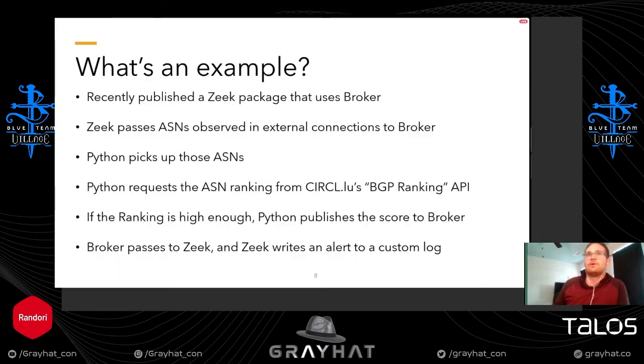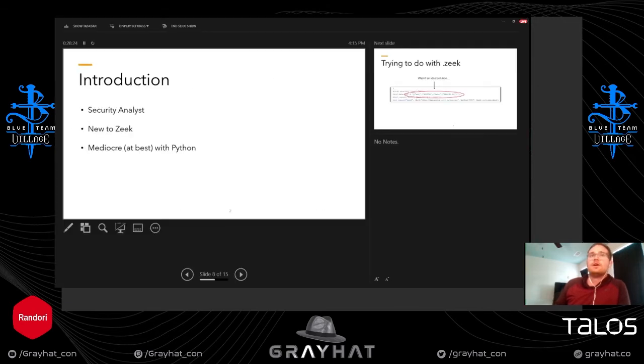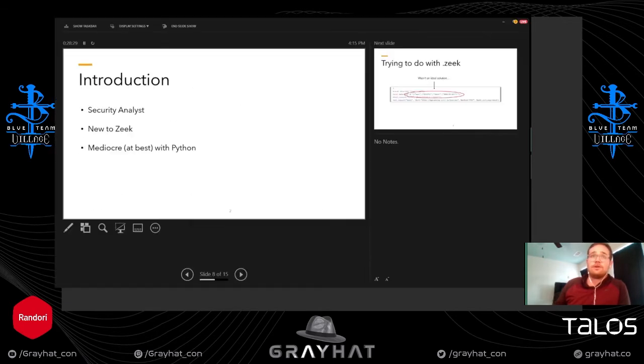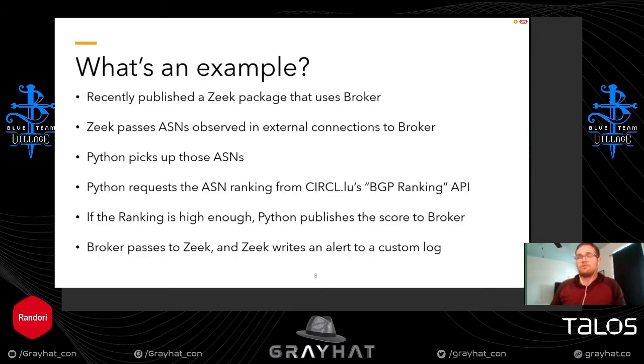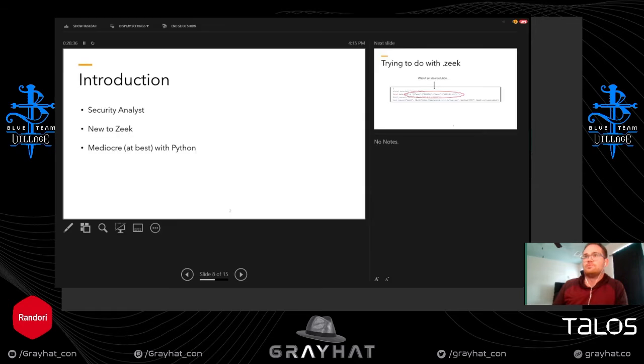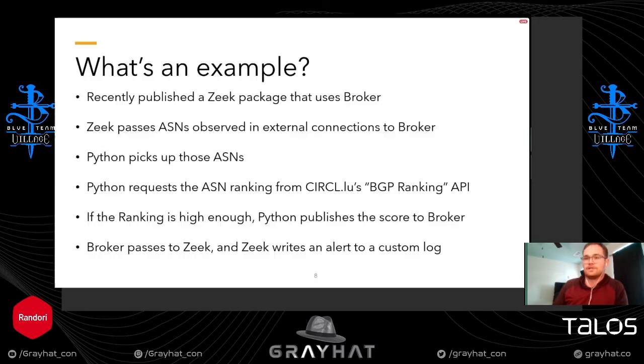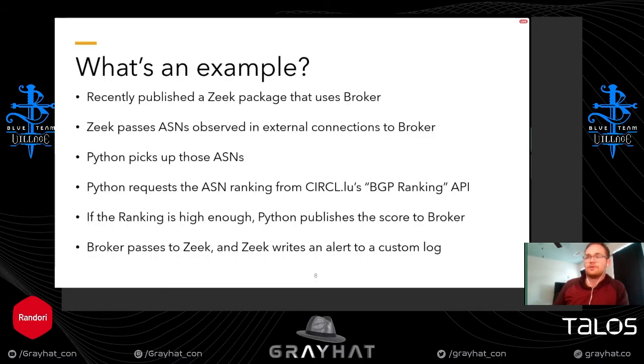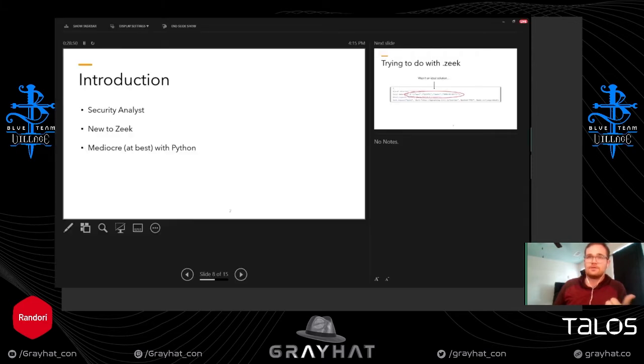The first way I came up with was to publish a Zeek package that uses Broker. Zeek passes ASNs observed in external connections to Broker. Then Python picks these up. Python runs through its logic and performs a request to circl.lu's BGP Ranking API, which is a database of ASN rankings based on their own discretion. If the ranking is high enough, then Python will push this back to Zeek so that Zeek can process some more and write it to a custom log.